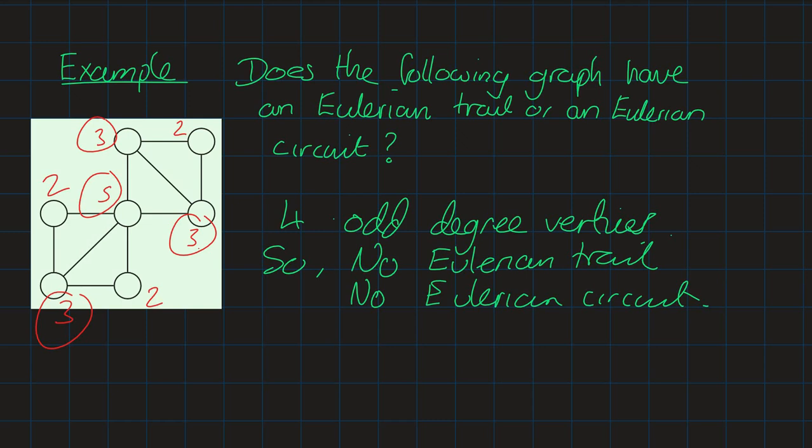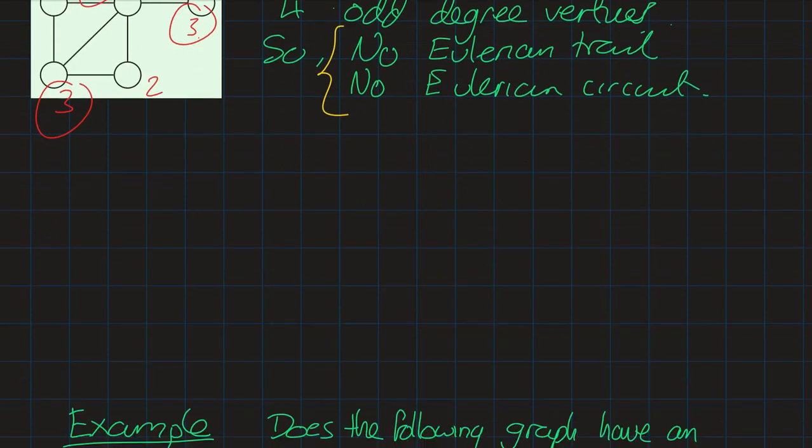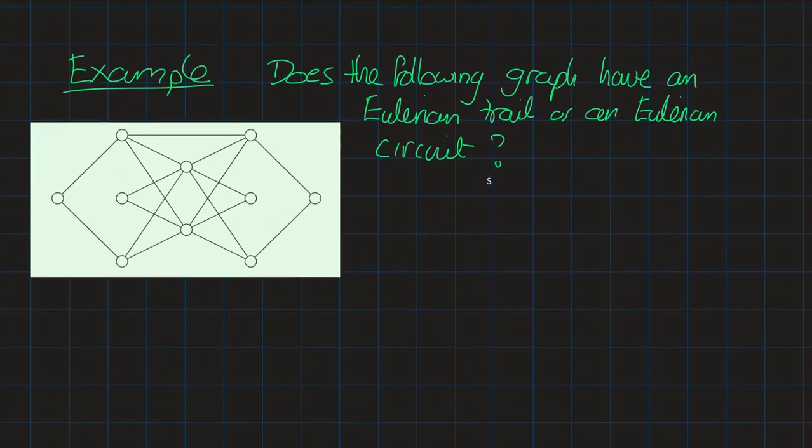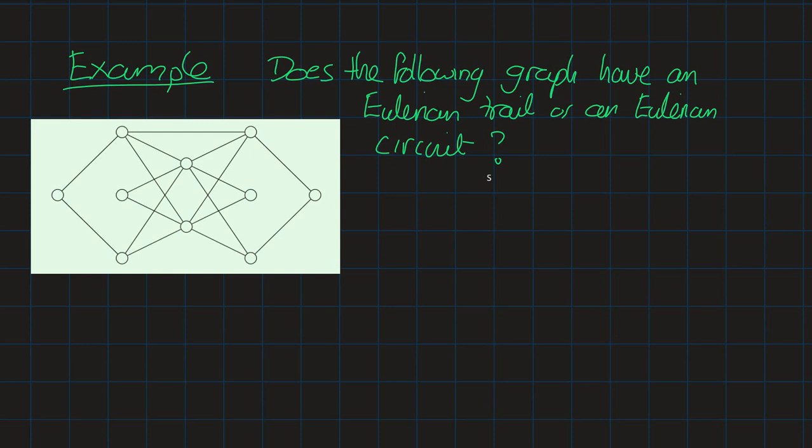Notice, this isn't immediately obvious if you just look at the picture. You might be able to waste a significant amount of time trying to find an Eulerian trail. You could spend a while trying to find a way of doing this, but it's actually impossible. And this is all because of the theorem. So let's do another example. This one's even more confusing. Same question. Does the following graph have an Eulerian trail or an Eulerian circuit?